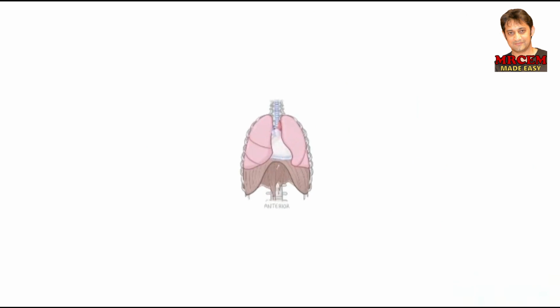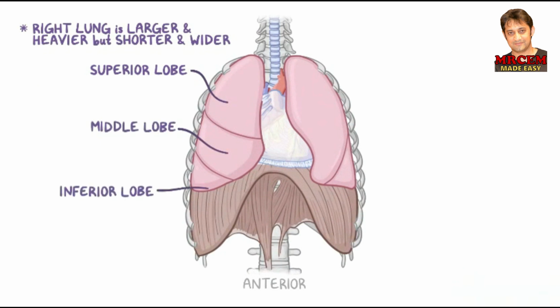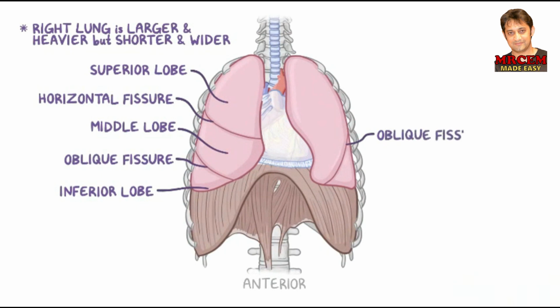Now for the specifics. The right lung is larger and heavier than the left, but it's shorter and wider because the right dome of the diaphragm is higher and the heart and pericardium are more to the left. The right lung is divided into three lobes, superior, middle, and inferior, by the horizontal fissure and the oblique fissure, which can be seen on all surfaces of the lung. On the other hand, the left lung has a single left oblique fissure, which can also be seen on all surfaces, and divides the left lung into two lobes, superior and inferior.